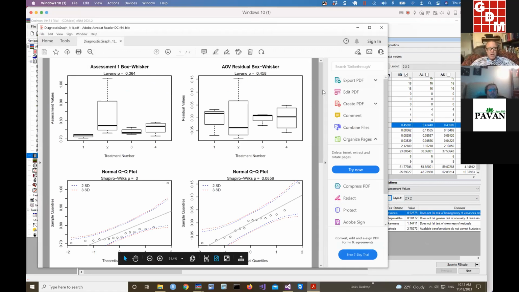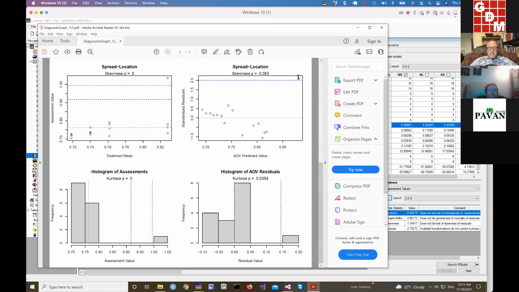So the presence of this outlier distorts one of the treatments. And it does affect the appearance of our box whisker plots, but not so much as to trigger Levene's test. It does give us a problem with Shapiro-Wilk on the assessment data, but not on the residuals. So I should point out, I'll come back to this at a later point, but we tend to prefer to do our diagnostic tests on the residuals, because that is the component of the analysis of variance that is used for our standard error or our standard deviation.